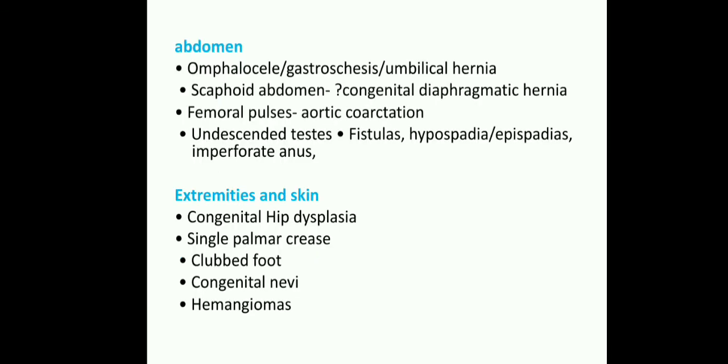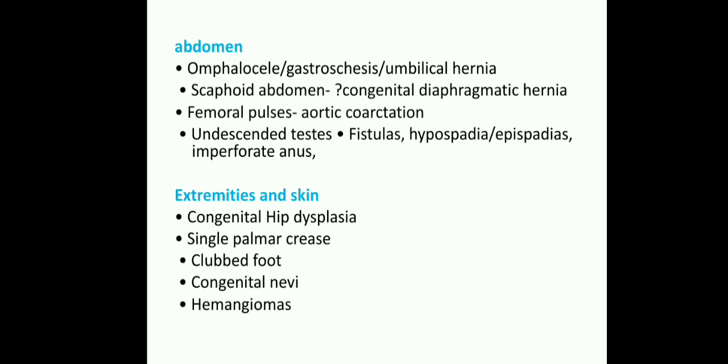And next one is abdomen, you have to check for omphalocele, whether it is there or not. Omphalocele means here the exposure of the intestines. Okay, gastroschisis, whether the baby is suffering with umbilical hernia or scaphoid abdomen, whether congenital diaphragmatic hernia is present, everything you have to check. Femoral pulses you have to check, aortic coarctation is present or not. And next one is undescended testicles. Here in preterm babies the undescended testicles is there.